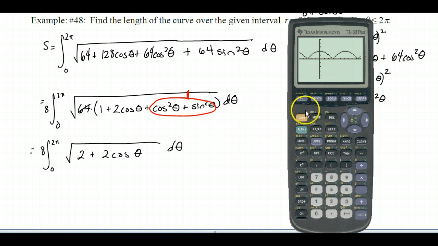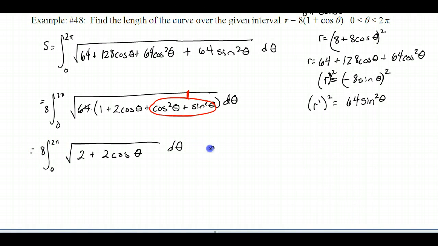And now I can go to calculate, second calculate. We want to integrate. We want this from 0, our lower limit. Our upper limit would be 2 pi. And we'll have it graph. Our answer is 8. Remember we have this 8 out here, so this gives us an arc length of 64 units.